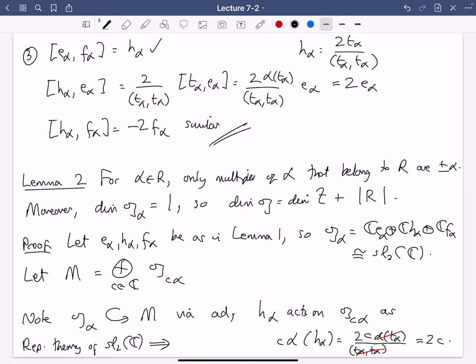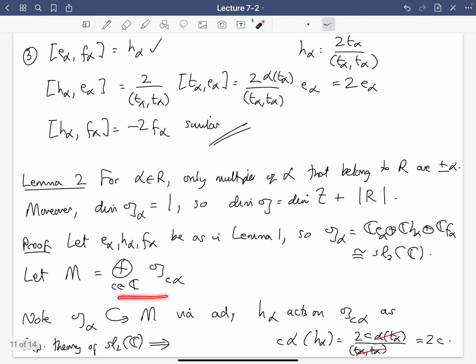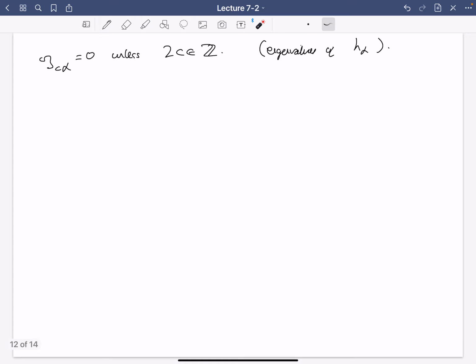It tells us that G_C alpha is 0 unless 2C is an integer, because those are the eigenvalues of H alpha in our SL2 triple. Okay, so all the C's that are relevant in the definition of M, the scalar multiples of alpha that belong to R, they're certainly half integers.